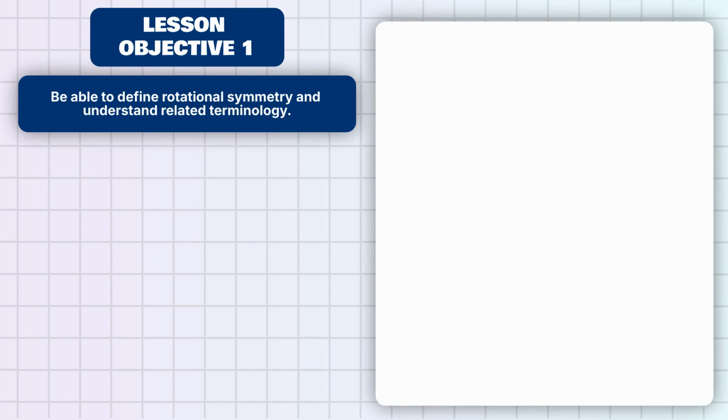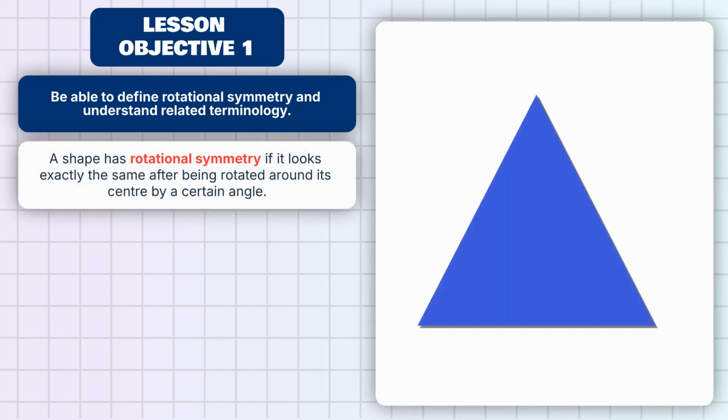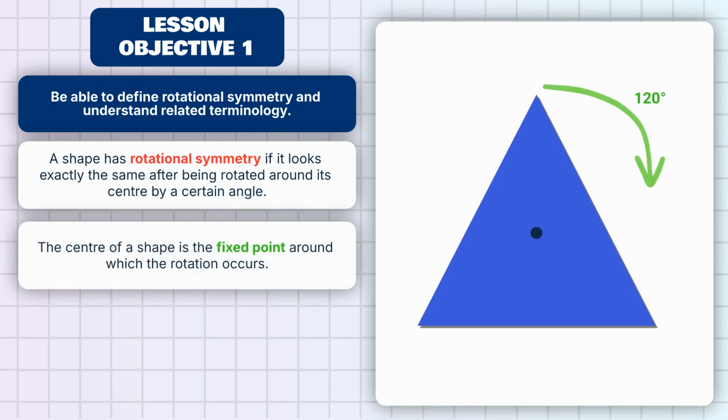So what is rotational symmetry? A shape has rotational symmetry if it looks exactly the same after being rotated around its center by a certain angle. The center of a shape is the fixed point around which the rotation occurs. Let's develop this with an example.